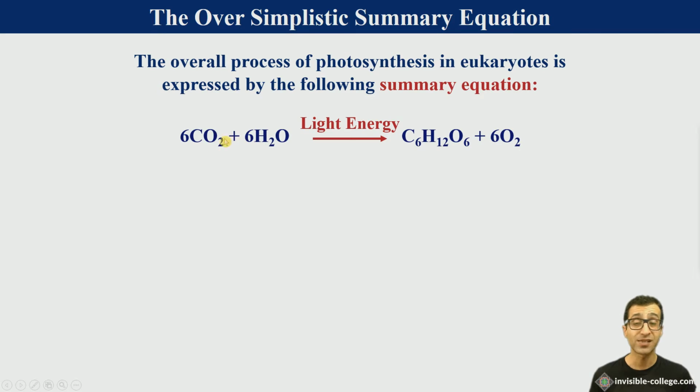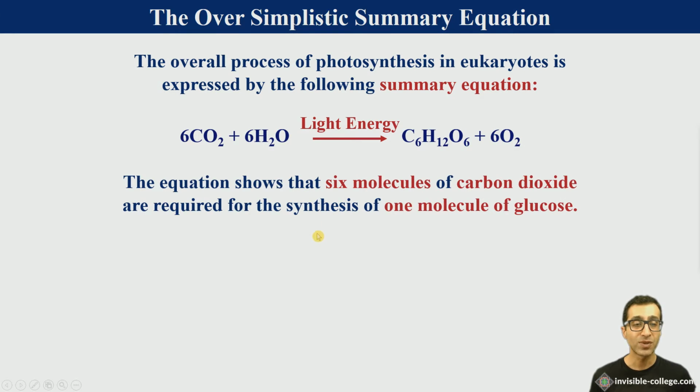Firstly, photosynthesis does not occur in one chemical step. It occurs in multiple chemical steps. And we've seen that already in the light-dependent stage of photosynthesis. So this equation shows that overall, across both the light-dependent stage and the light-independent stage, 6 molecules of carbon dioxide react with 6 molecules of water to form 1 molecule of glucose and 6 molecules of oxygen through the absorption and the utilization of light energy.